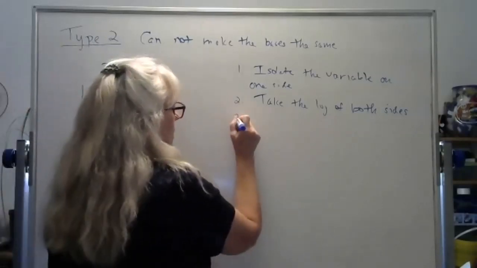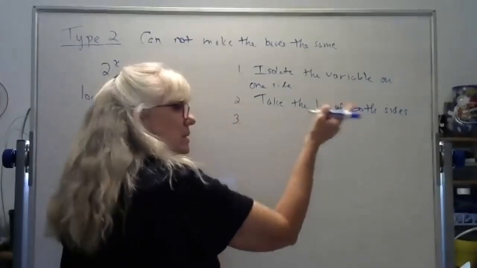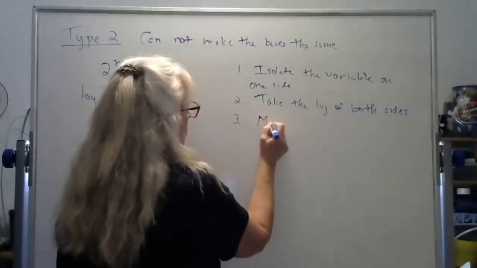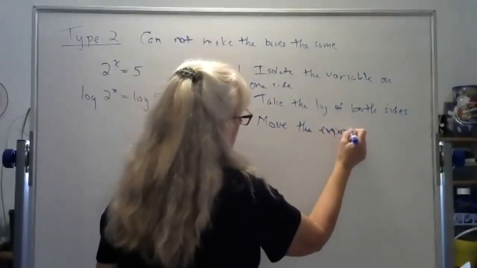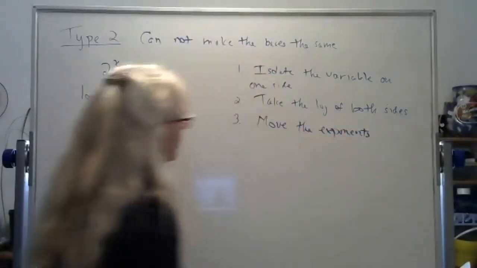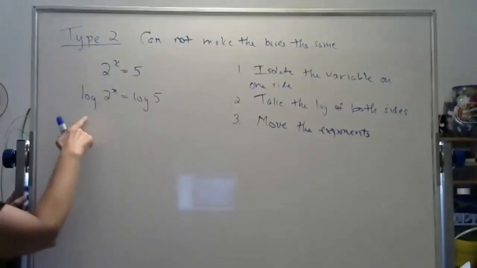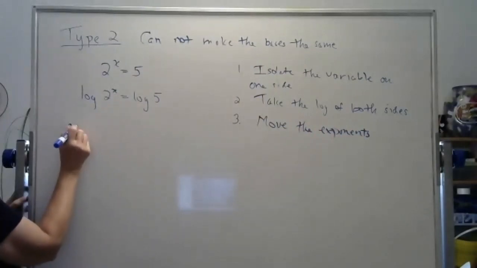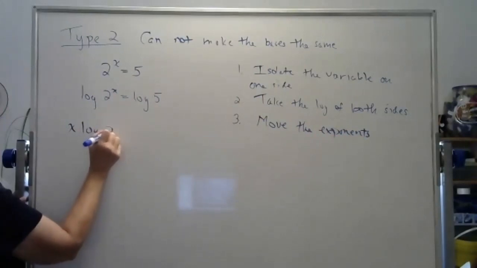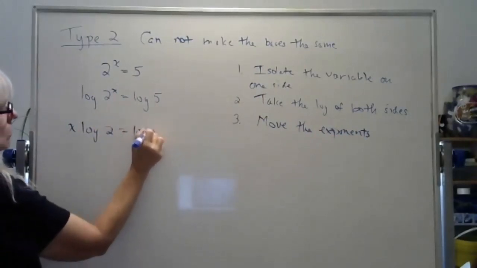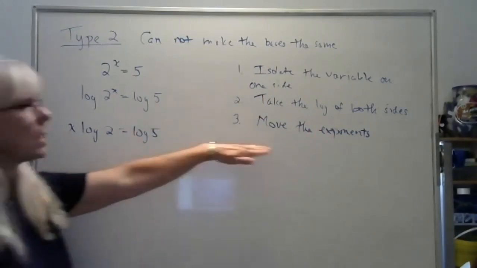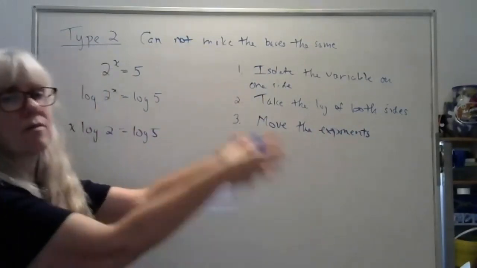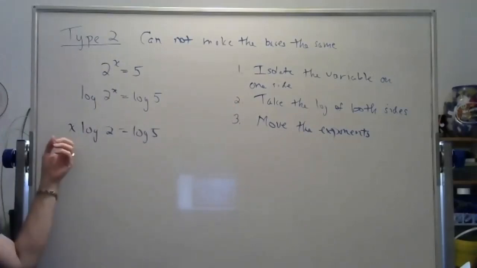The reason you're doing this is now you can move the exponents out in front. So now we're going to move the exponents. So what that means is on the left side, we'll use that power property to bring the x out in front of the term. So we now have x log 2 equals log 5. This is the only way we have of bringing the exponent out of the exponent spot. And since that's our variable, our unknown, we have to be able to move it.